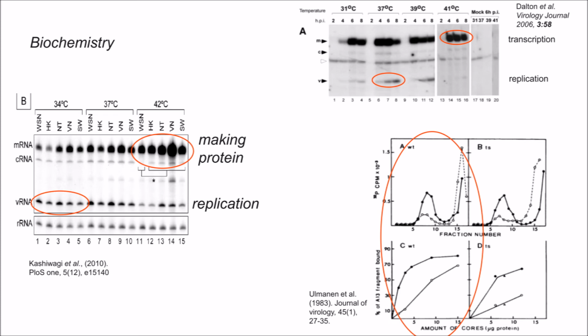Now, there's a lot of biochemistry backing this up, which I haven't got time to go into, but I'm going to mention one aspect. Influenza is the most studied respiratory virus, and it has this temperature-dependent switch, where it switches from making protein to making viral RNA when the temperature drops. So at 42 degrees, the virus is mainly making protein, but when the temperature drops down to 37 or 34 degrees, then it starts making viral RNA, which is the genomic RNA of the virus.